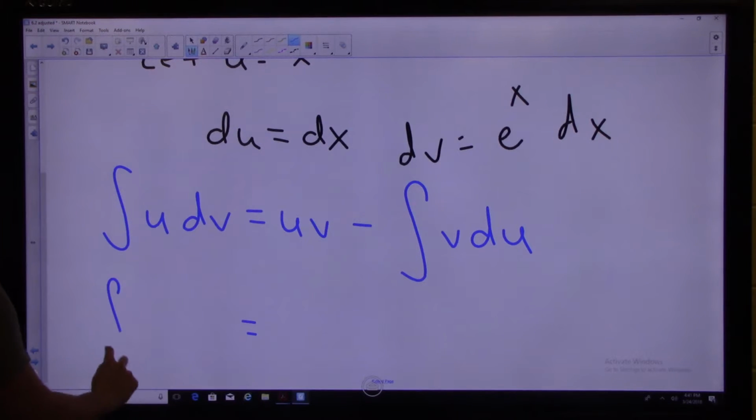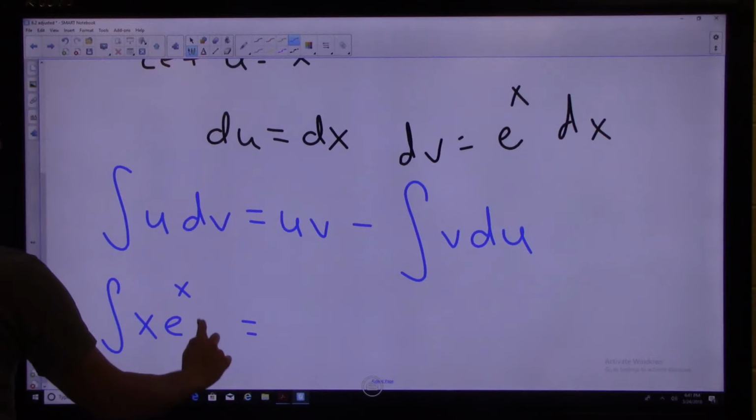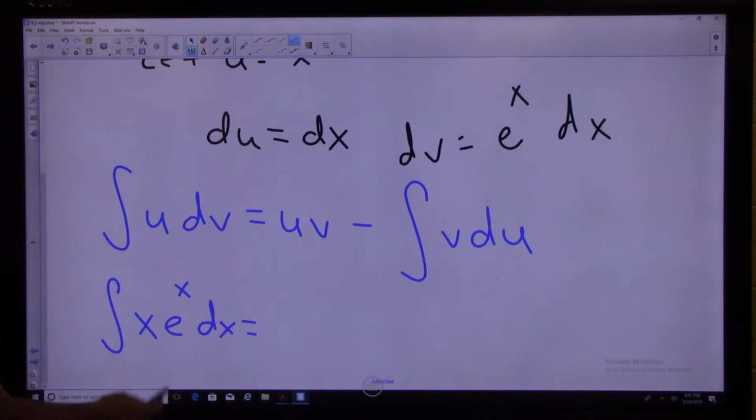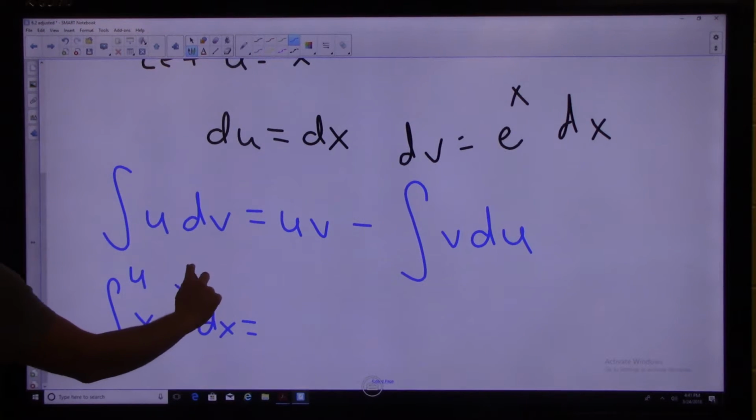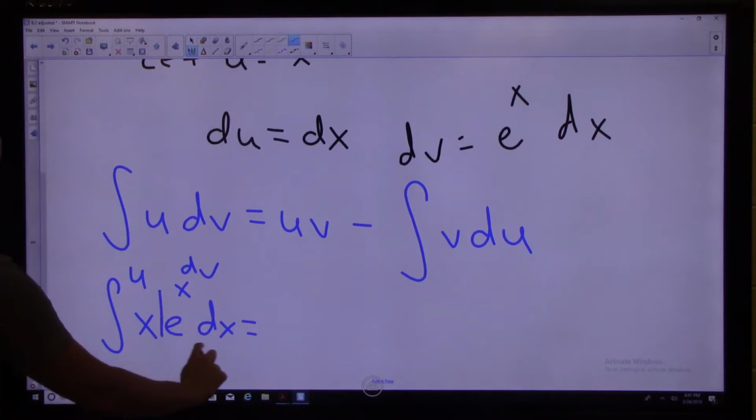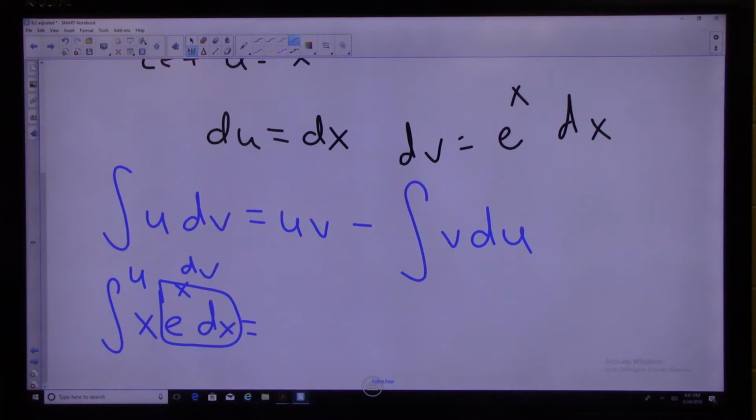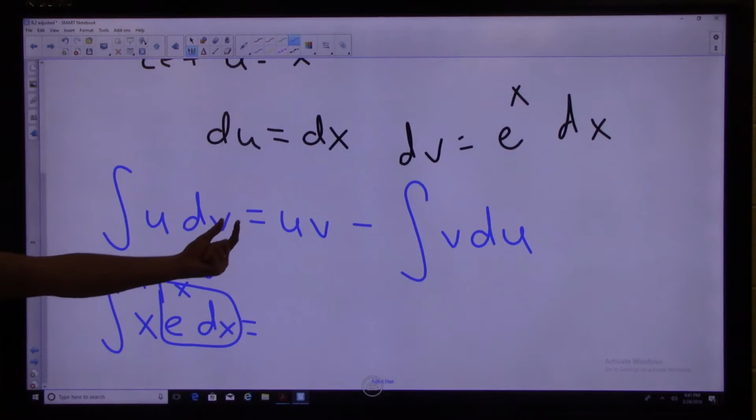Okay, so this is going to be the integral of x times e to the x dx. And we said this was u and this was dv. So this whole thing was dv. Okay, so let's go ahead and start plugging stuff in.